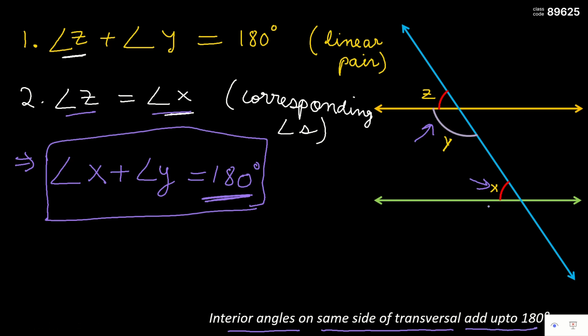180 degrees. Now, the same can be applied to these two angles, this angle and this angle. Why? Because these angles are also interior angles and they also lie on the same side of the transversal. They just lie on the other side of the transversal, right? That is the second pair of interior angles on the same side of transversal. And so this angle and this angle must also add up to 180 degrees. So the bottom line is that interior angles on the same side of transversal add up to 180 degrees.